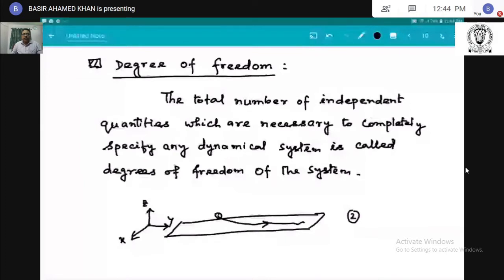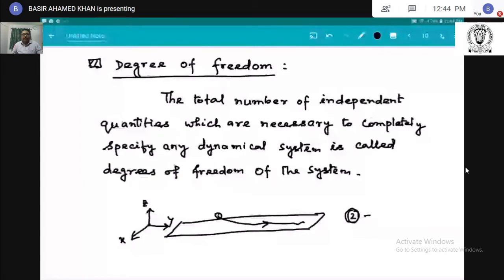Therefore we say that for a marble moving on a floor, that means it can move in only two directions, x direction or y direction. Therefore, the degrees of freedom is 2. This is the degrees of freedom.